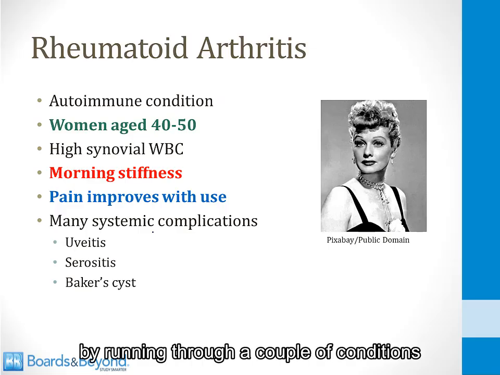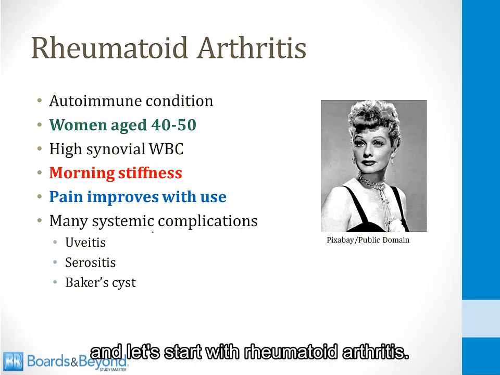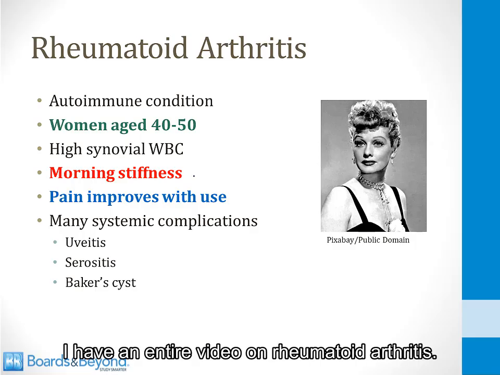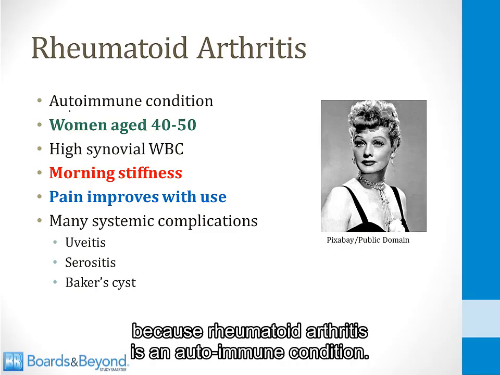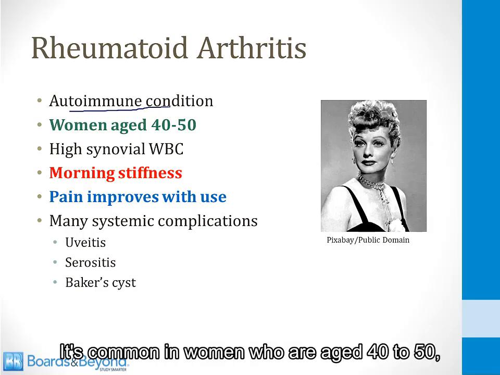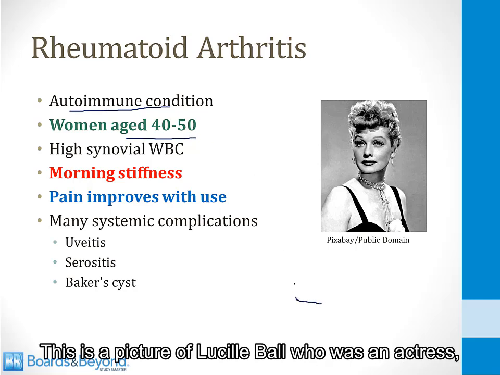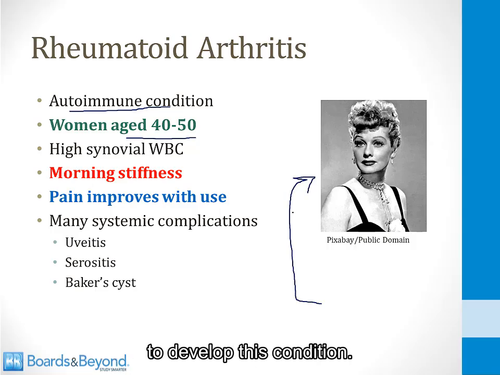I'll finish this video by running through a couple of conditions that can sometimes be confused with osteoarthritis. So let's start with rheumatoid arthritis. In the immunology section, I have an entire video on rheumatoid arthritis, and the reason it's in the immunology section is because rheumatoid arthritis is an autoimmune condition. It's common in women who are aged 40 to 50, so a much younger demographic compared to osteoarthritis. This is a picture of Lucille Ball, who was an actress, and she's the typical type of person to develop this condition.